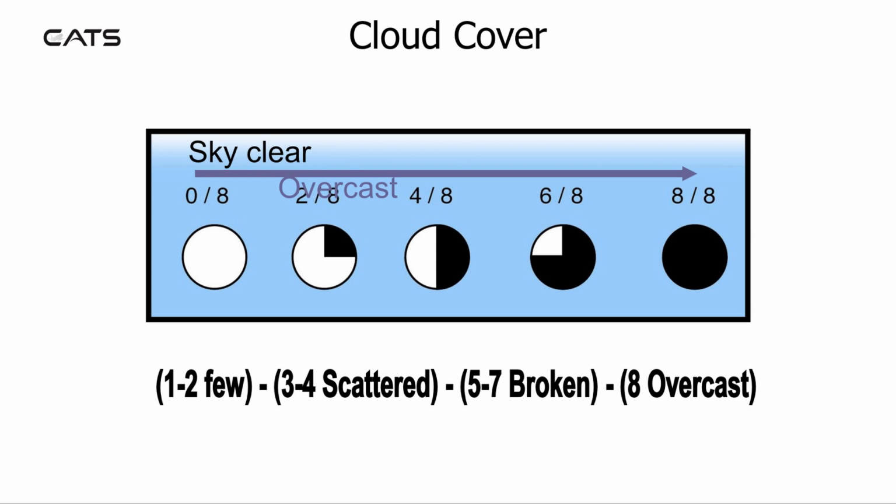Cloud cover. Cloud cover is described in octas, eighths of the sky being covered. 0/8 is sky clear. 8/8 is overcast. In between, 1 to 2 is few, 3 to 4 is scattered, 5 to 7 is broken.